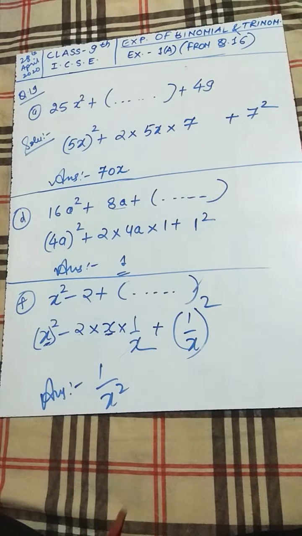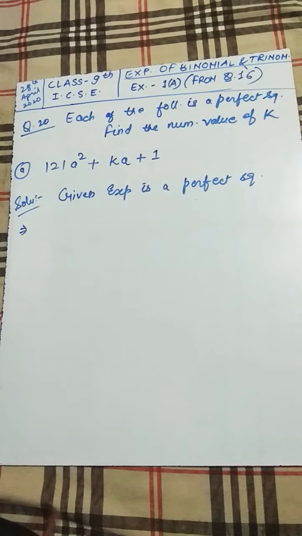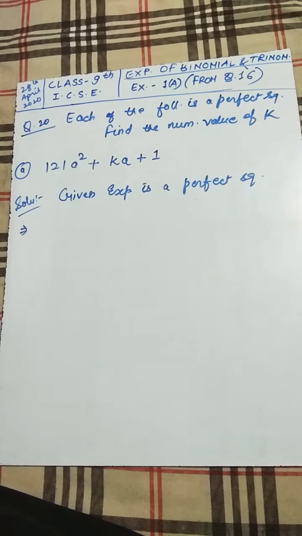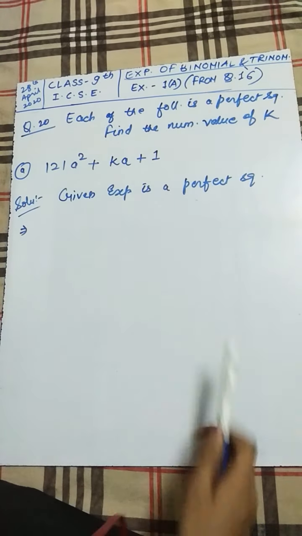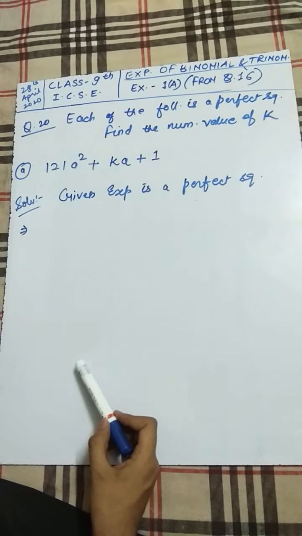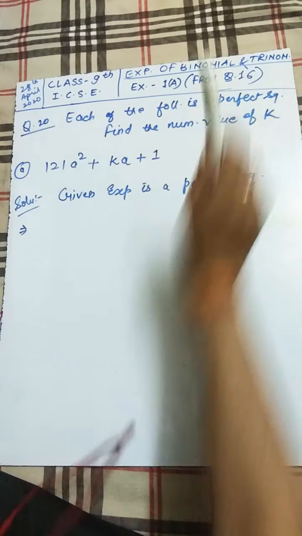Like that. Okay, this is the 20th question. Each of the following is a perfect square. Find the numerical value of k. So in this question, we will be given that this expression will be a perfect square and somewhere you have to find k in it. So this is a very important condition, that it is a perfect square.